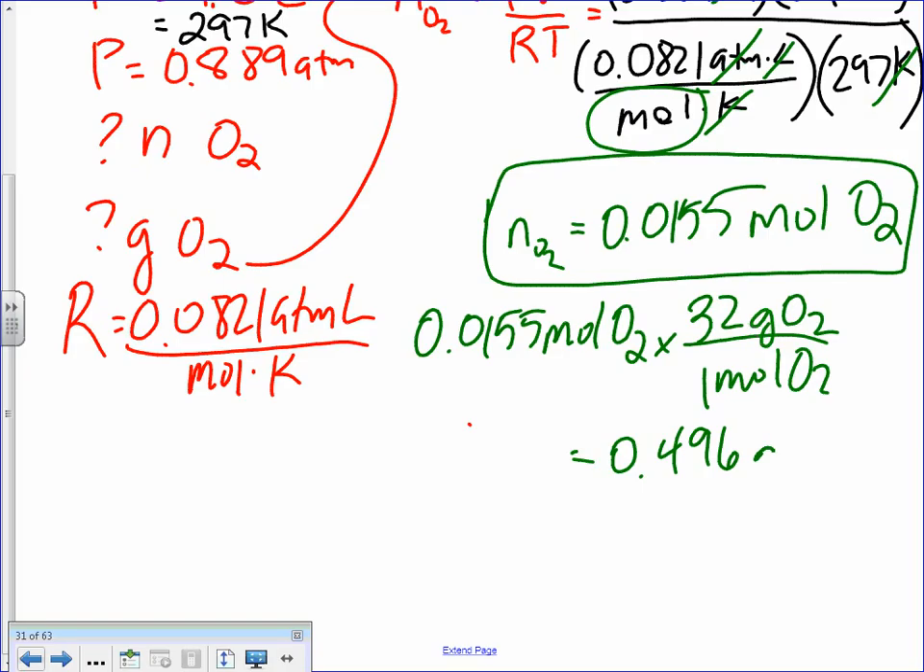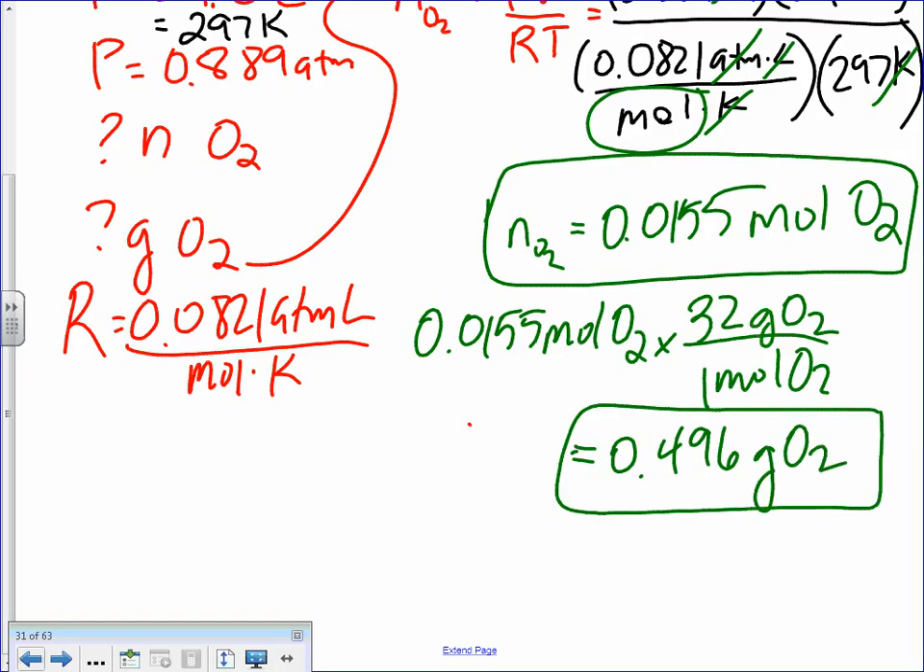Something like 0.4965 grams of oxygen. Okay. So our first answer, we solved for n, which was our moles. Second answer, we used molar mass and got to grams of that same thing. Explain how you put that in the calculator.